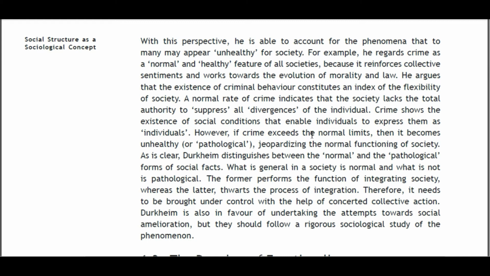However, if crime exceeds the normal limits, then it becomes unhealthy, pathological, jeopardizing the normal functioning of society. As is clear, Durkheim distinguishes between the normal and the pathological form of social facts. What is general in a society is normal, and what is not is pathological. The former performs the function of integrating society, whereas the latter thwarts the process of integration. Therefore, it needs to be brought under control with the help of concerted collective action. Durkheim is also in favor of undertaking attempts towards social amelioration, but they should follow a rigorous sociological study of the phenomenon.